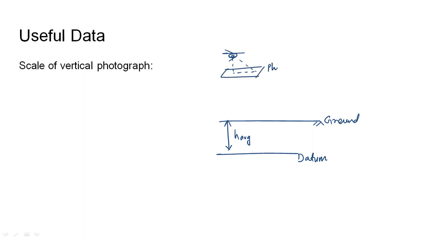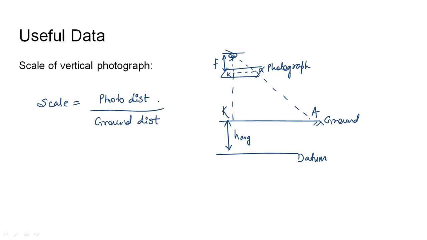This is the photograph that the camera will click of the ground below, and it will be scaled accordingly. The focal length of the camera lens would be f. Let us call this distance as small a and the distance on ground as capital A. So we know that scale is given by photo distance by ground distance. So it is denoted by s, and photo distance here is small a and ground distance is capital A.